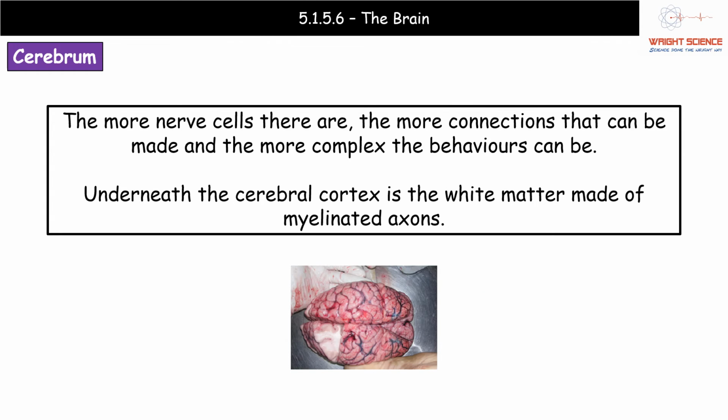And the reason that that's important is that the more nerve cells we've got, the more possible connections there are that could be made. And if we can make more connections, we can then develop more complex behaviours. So quite simply, if we've got that high degree of folding, that means that we can have more nerve cells, more connections, and therefore more complex behaviours can develop. Underneath that cerebral cortex, if we slice into the brain as we've done in this picture, then you can see that we've got this little region here that shows you the white matter. And if you remember, the white matter is because we have myelinated neurons.